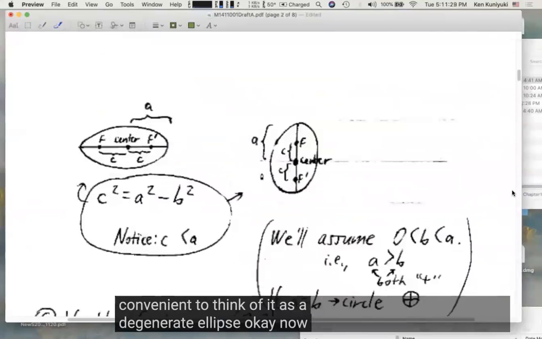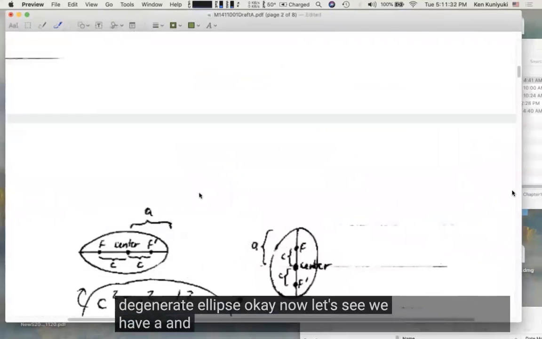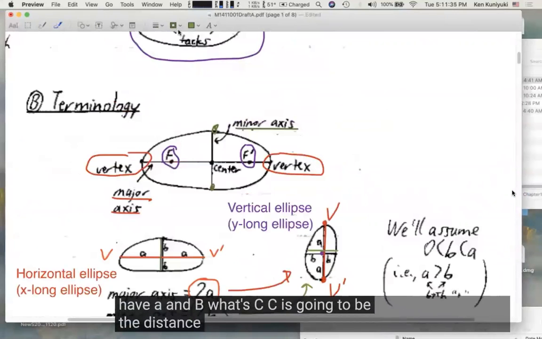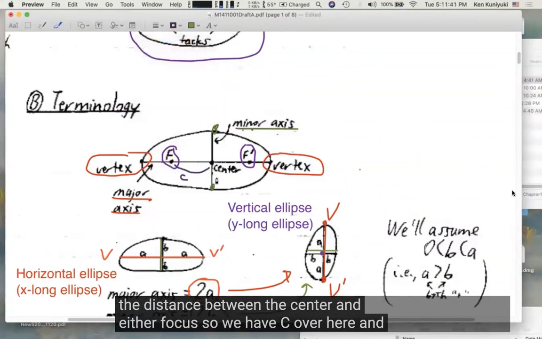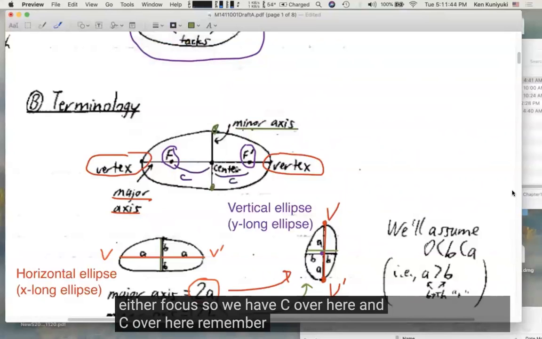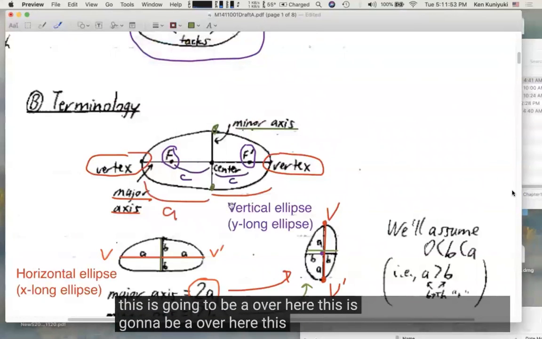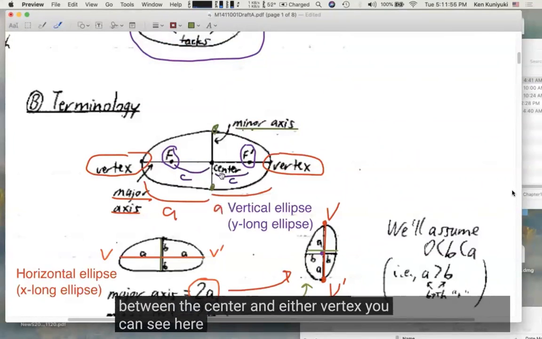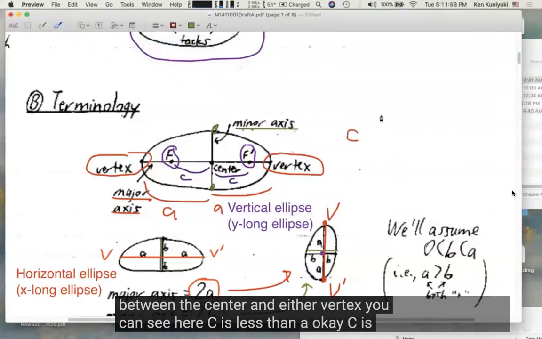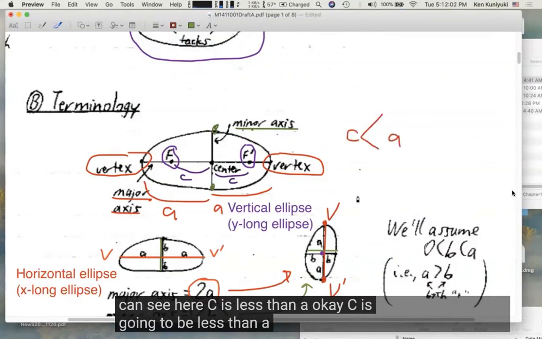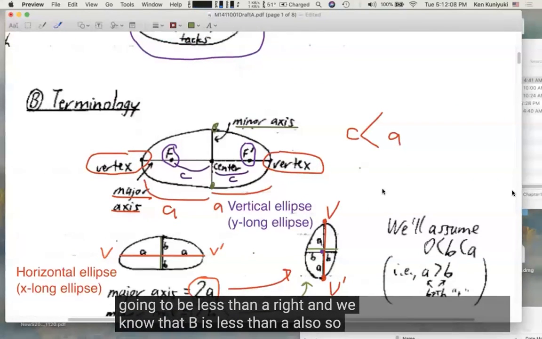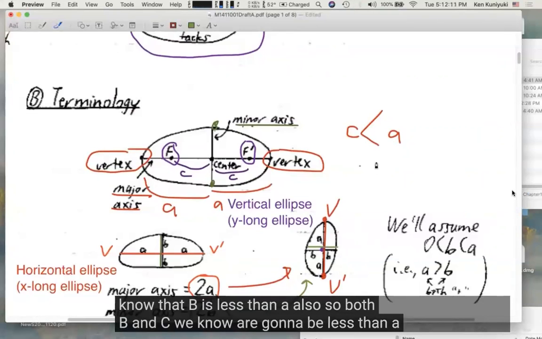Now, what's C? We have A and B. What's C? C is going to be the distance between the center and either focus. So we have C over here and C over here. Remember, A is the distance between the center and either vertex. So this is going to be A over here. This is going to be A over here. This distance between the center and either vertex. You can see here C is less than A. Okay, C is going to be less than A. And we know that B is less than A also. So both B and C, we know, are going to be less than A.